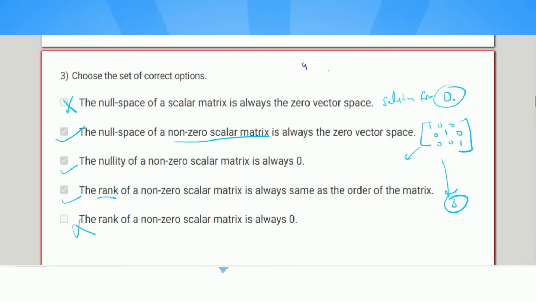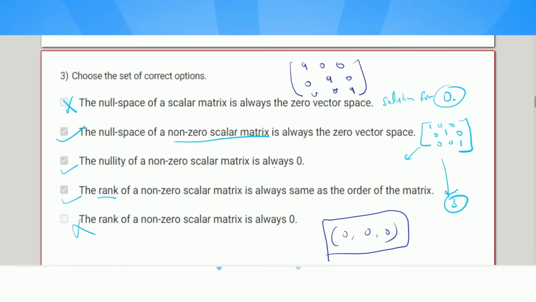Take a scalar matrix with A on the diagonal and 0 elsewhere: A 0 0, 0 A 0, 0 0 A. So what will be the null space? For a scalar matrix there is no independent variable, so the null space will be 0, 0, 0. The null space of a scalar matrix is always the zero vector space.